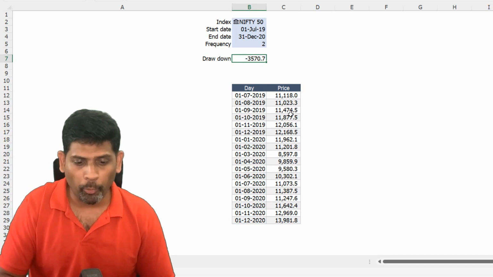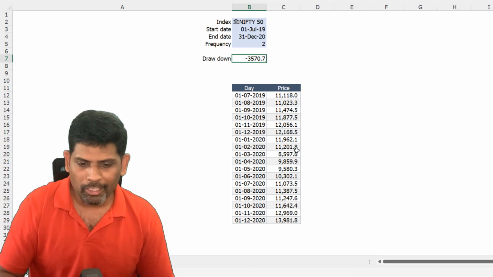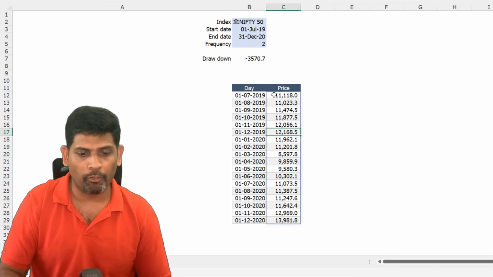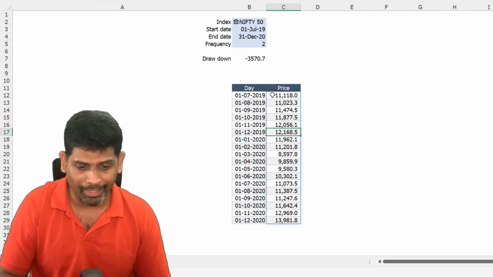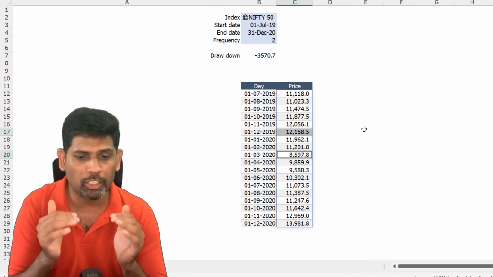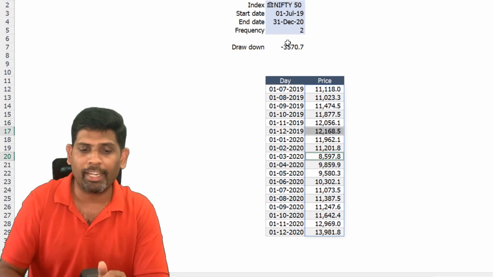Those of you who followed the quiz that I kept on Thursday or Wednesday, I don't remember actually, you know that this is the answer. My peak fall was between 12,168 on 1st December 2019 and 1st March 2020. This is where the Nifty fell drastically, and this difference is what we are getting captured here.